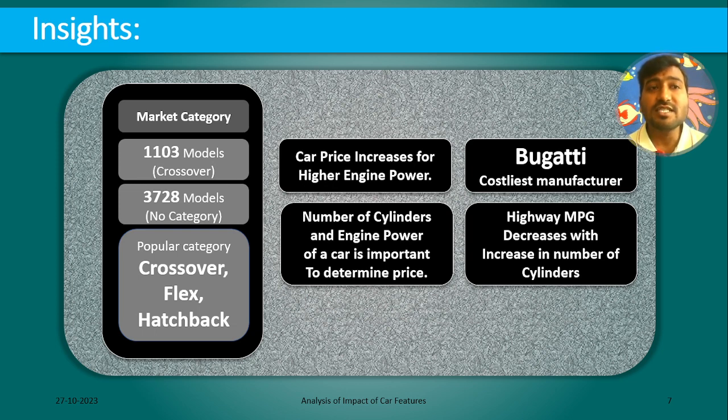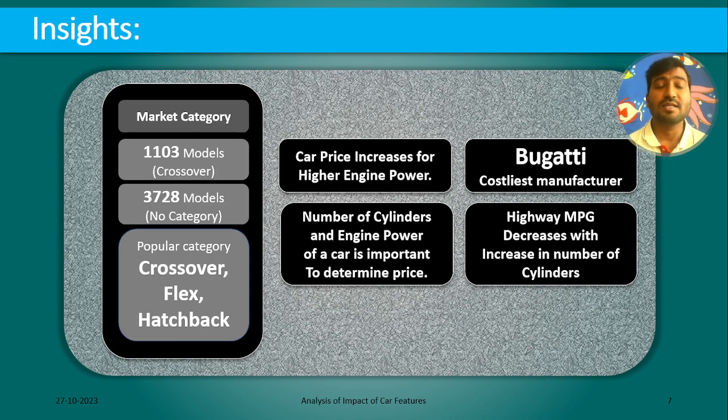The second insight is that the car price increases for higher engine power. If the engine power has more HP, it has more price. The number of cylinders and engine power of a car are important to determine price. Bugatti is the costliest manufacturer. Highway mileage decreases with the increase in number of cylinders.